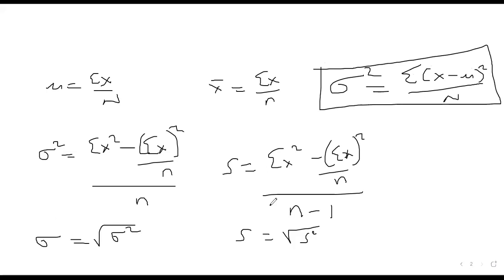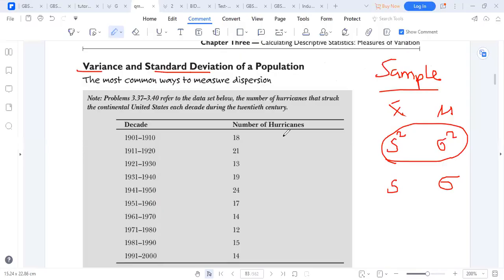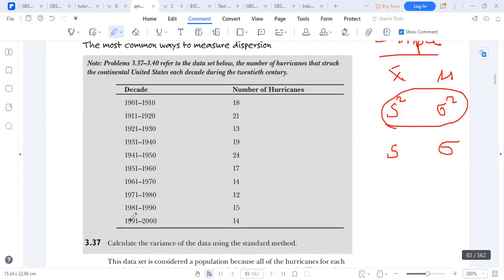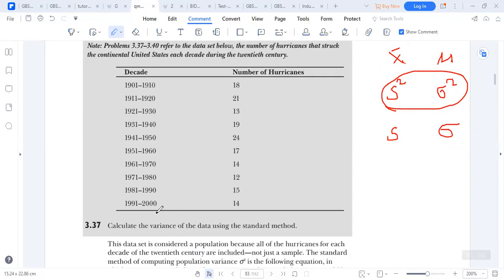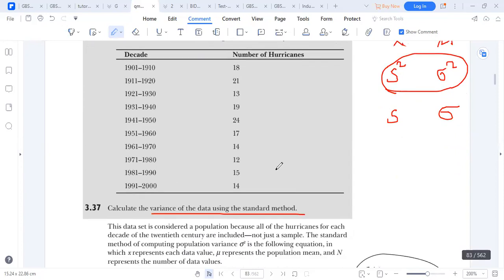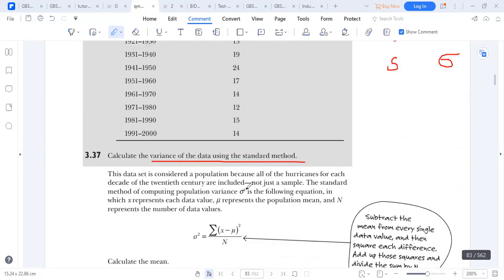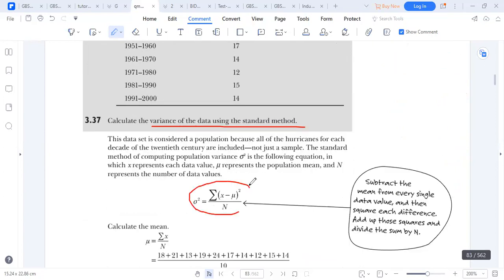All right, so now we're going to look at the data set below. We're being given a decade and the number of hurricanes that were reported in the US between 1901 and 1910, we had 18, until we go to 1991 to 2000 at 14. We're being asked to calculate the variance and the standard deviation. So we can use this formula here to find the variance.